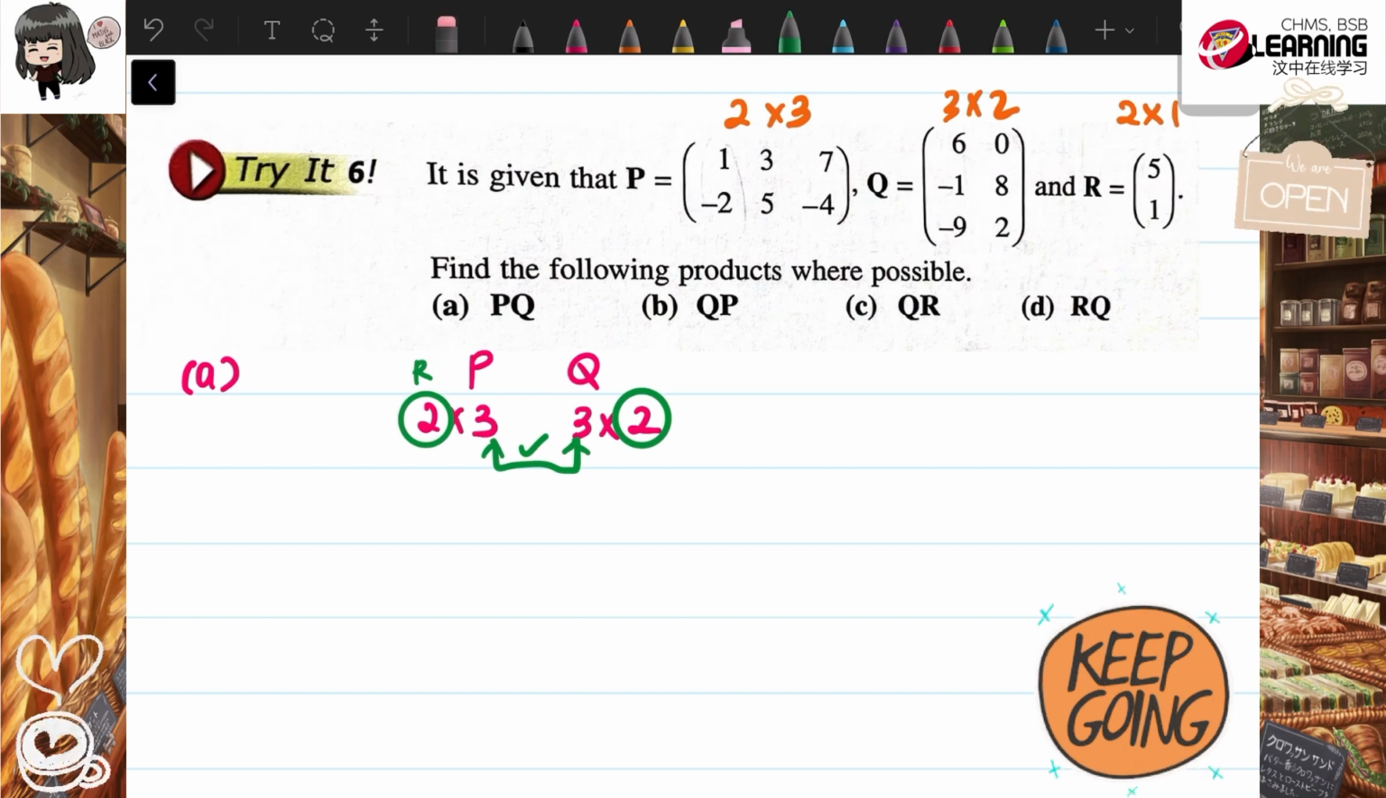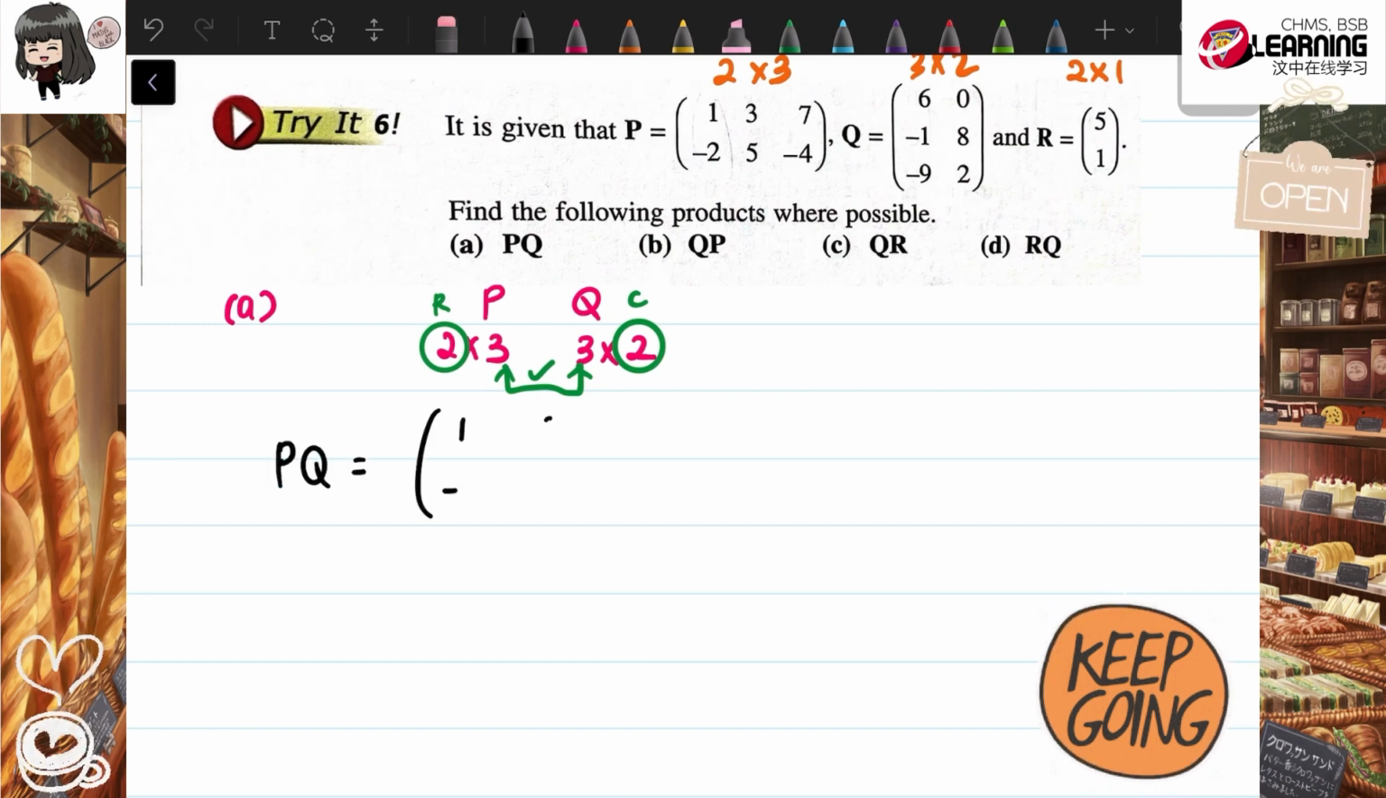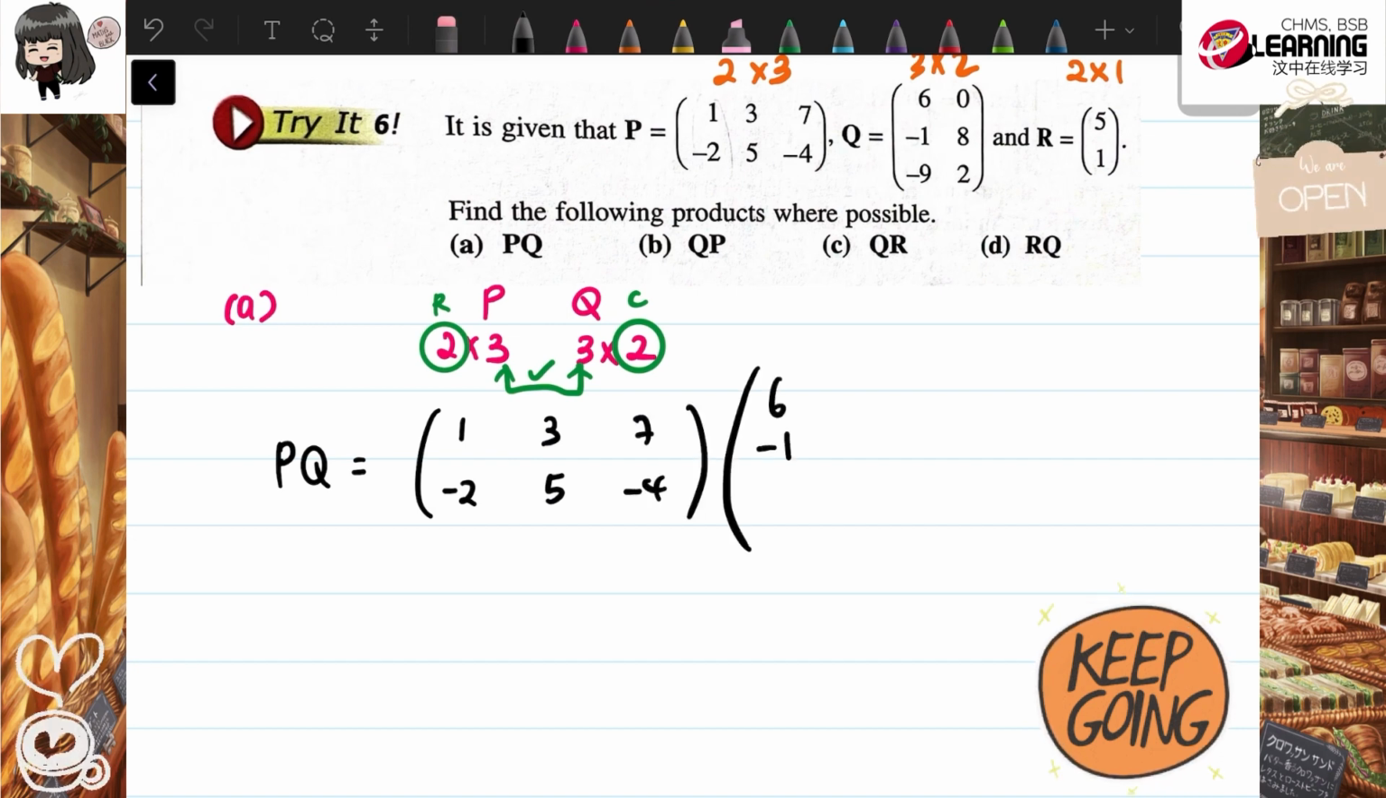Okay, this will be your final product. So how do we multiply? Now I'm teaching you the technique. PQ. You have 1, negative 2. I copy all this down. Please copy all the questions together with the answer.